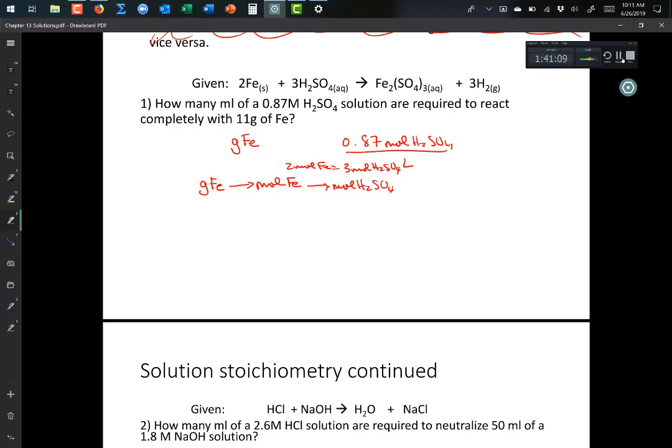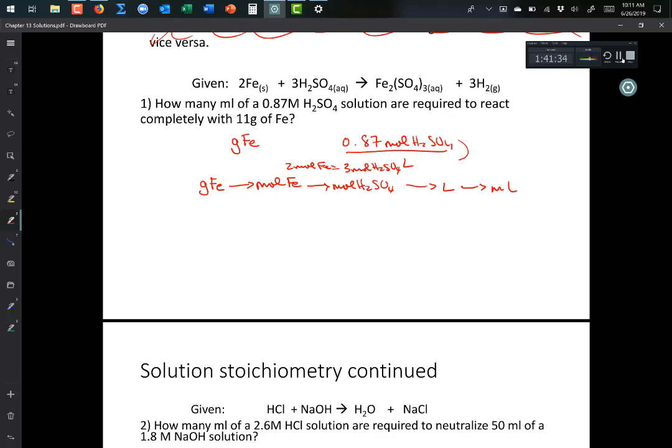Now, once I have the moles of H2SO4, I can use this to get to liters. And then what's it asking for? Milliliters. So I'm going to do one more step. A lot of times I'll leave that off the map because I know once I get to liters, I can just convert it real easy. So that's the process.